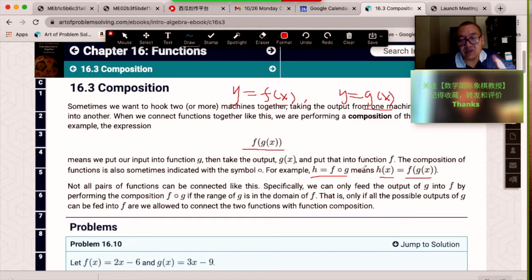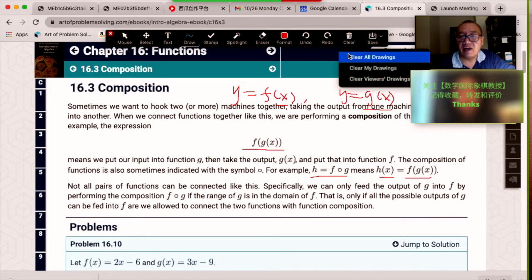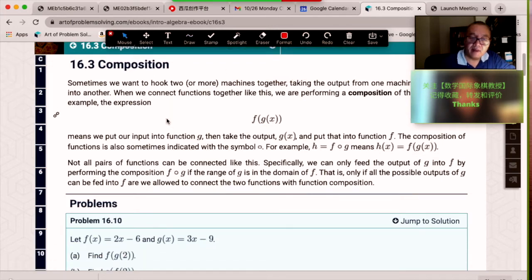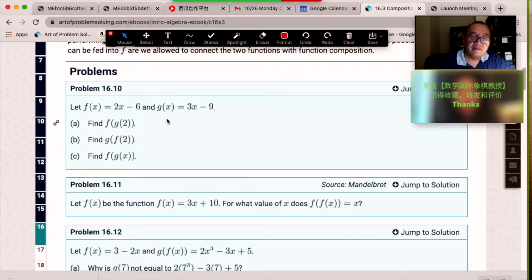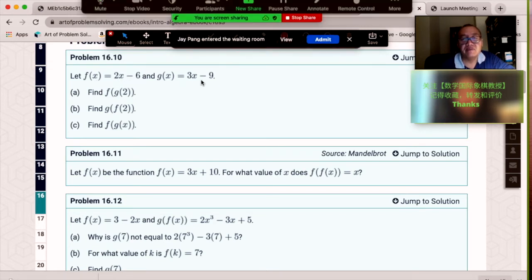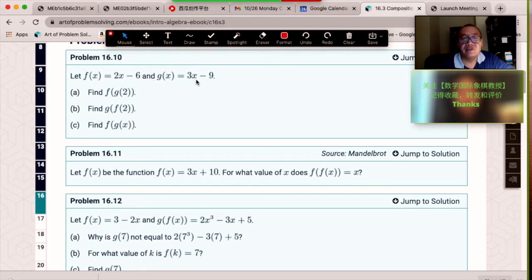See, this looks very hard to understand, right? Now let's see an example, then you can see very clearly. Let's say example 16.10. Suppose we have function f(x) equals 2x minus 6, g(x) equals 3x minus 9. Now let's first find what this one means.